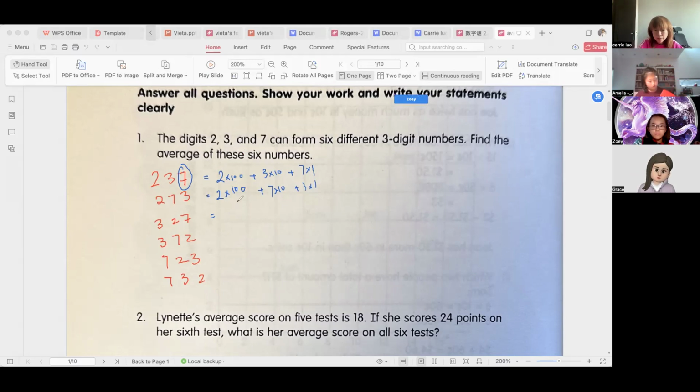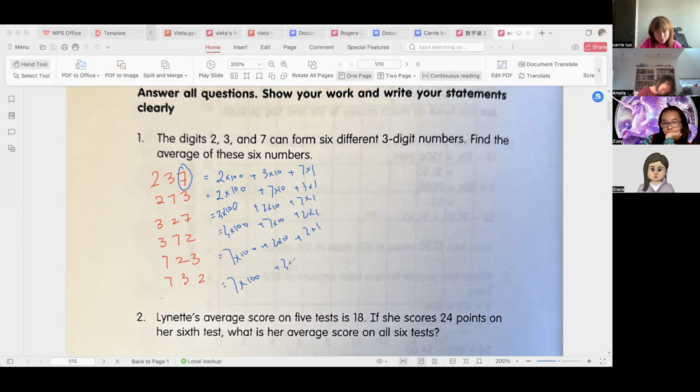Okay, so did you write it, everybody? So we have 3 times 100 plus 2 times 10 plus 7 times 1, right? And this one, 3 times 100 plus 7 times 10 and plus 2 times 1. And the last one is 7 times 100 plus 2 times 10 plus 3 times 1. And it's 7 times 100 plus 3 times 10 plus 2 times 1, correct?